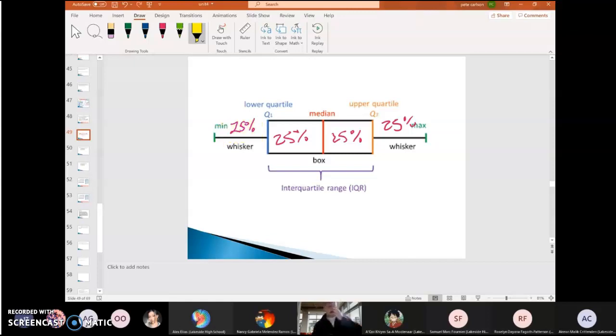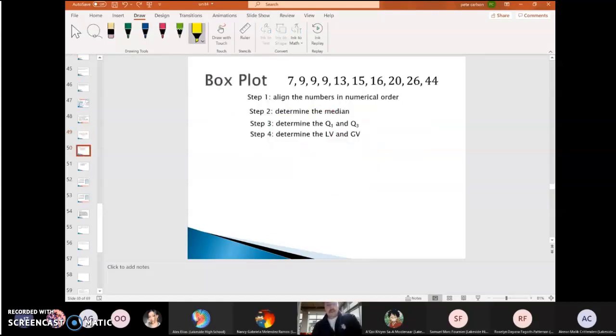So let's talk about how we build a box plot. If you're given a certain set of numbers, okay, the first thing you want to do is put those numbers in numerical order. Okay. These numbers are already in numerical order for you. Now, the next thing you want to figure out is the median. To find the median, guys, you don't really have to use any math. You just find the number that's in the center. So let's find our median.